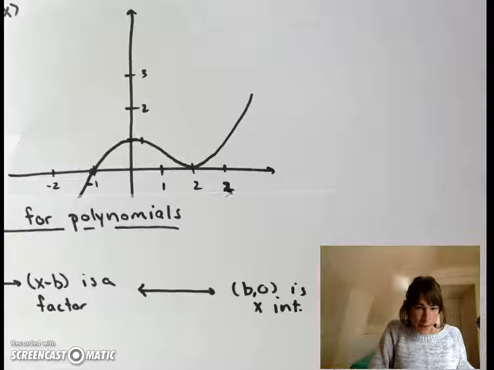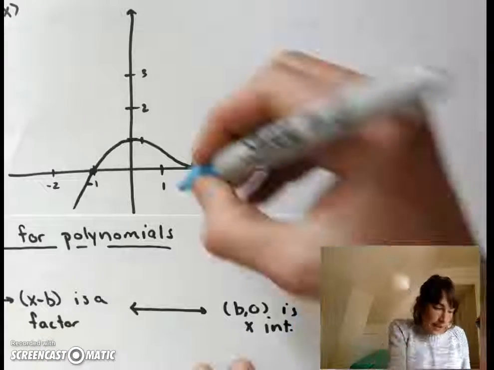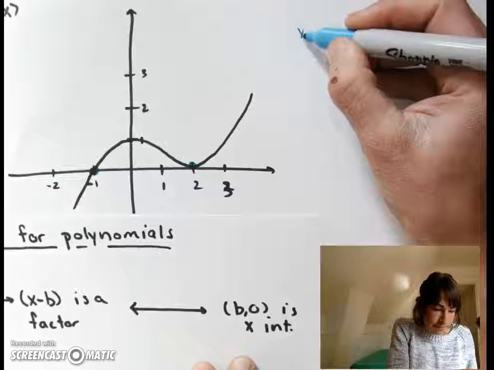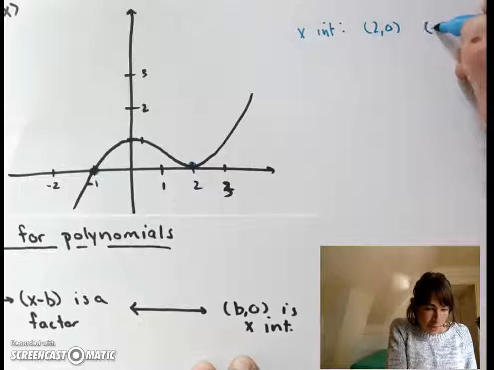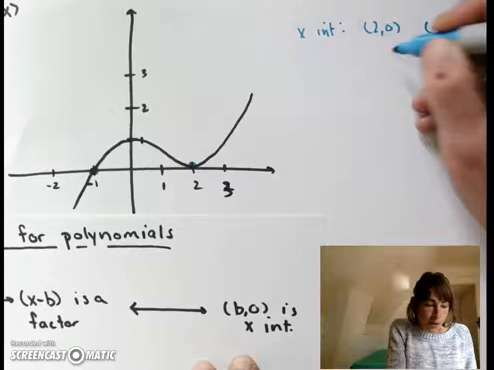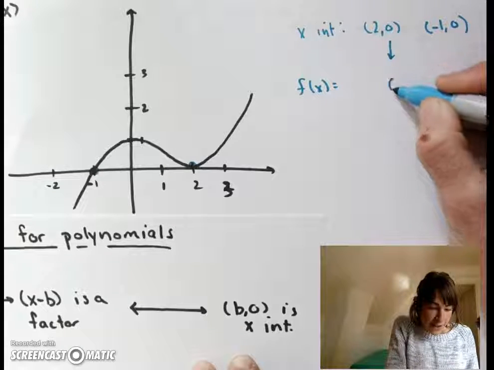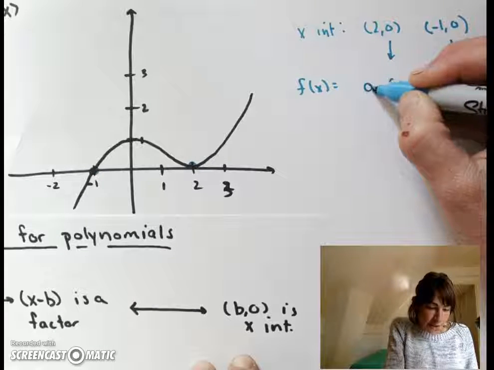Well, I know that if (b, 0) is an x-intercept, then x minus b is a factor. So I look at my x-intercepts. I've got one at 2 and one at negative 1. So the x-intercepts are (2, 0) and (negative 1, 0). What this tells me is that my polynomial will have factors x minus 2 and x minus negative 1, which is the same as x plus 1. And then I have a scaling factor.